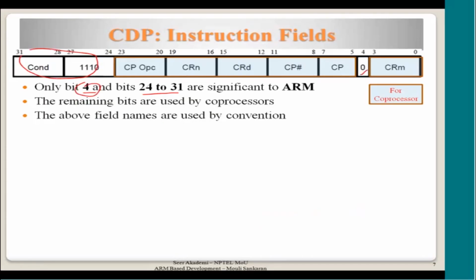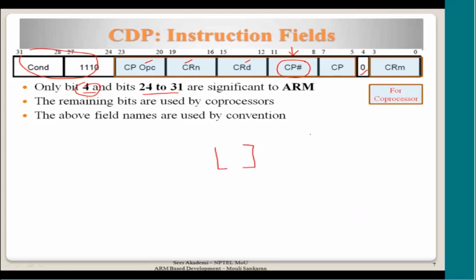The above field names are used by convention, but the coprocessor designer is free to use them in any way they want. They can even decide to merge these two, or swap any other locations. But the location of this is fixed. Can you see the reason behind this?